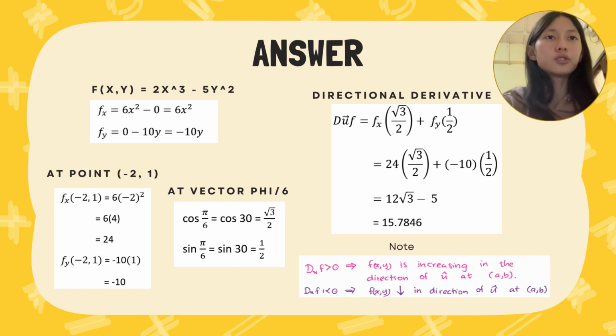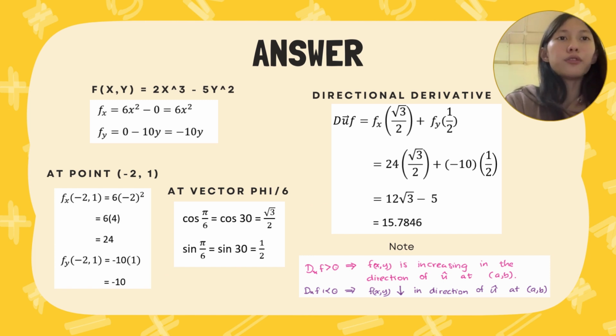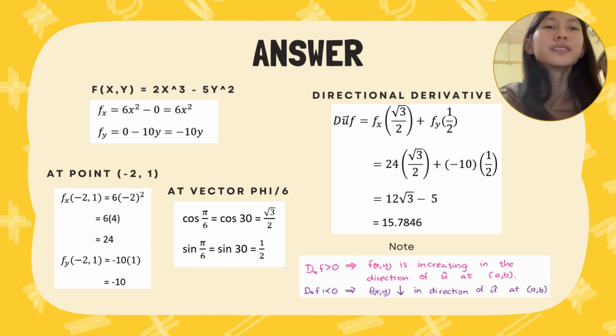And then just as usual, we put the values into D_u f, which is fx times a plus fy times b, which is 24 times √3/2 plus −10 times 1/2, which becomes 12√3 − 5. Or we can use a calculator and it becomes 15.7846. And as previously, we have a note that since it is a positive value, we can say that f(x, y) is increasing in the direction of vector u at π/6, or at 30 degrees.